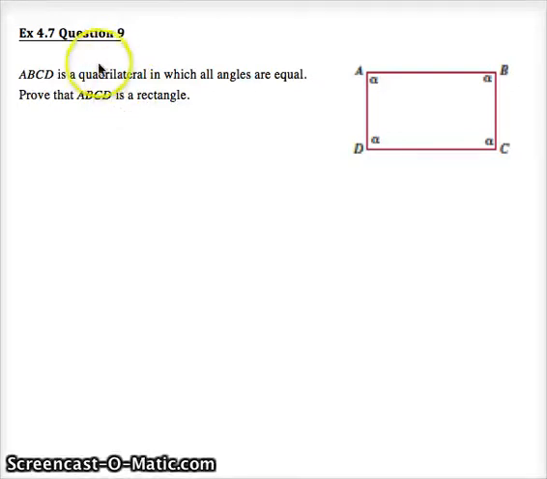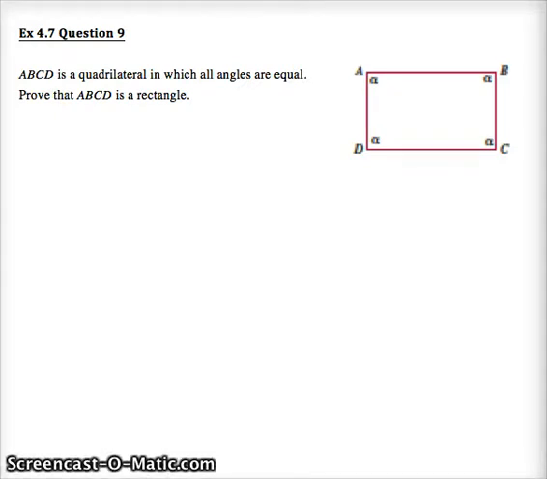This is exercise 4.7, question 9. In this question, we're told that ABCD is a quadrilateral in which these four angles at A, B, C, D are all alpha, that they're all equal. We have to prove that ABCD is a rectangle.